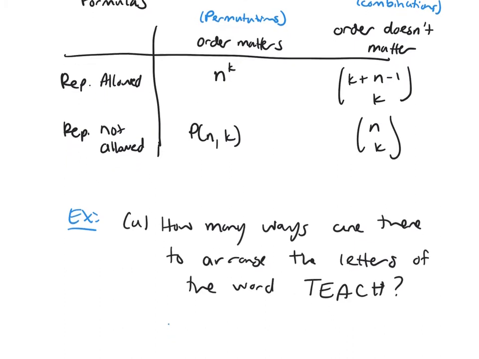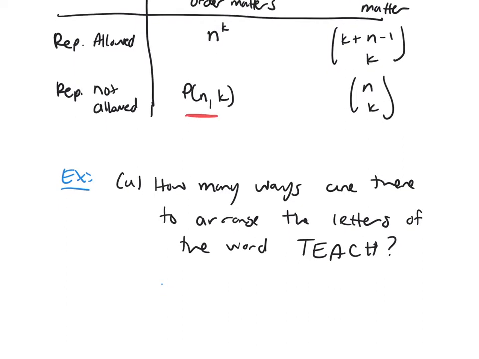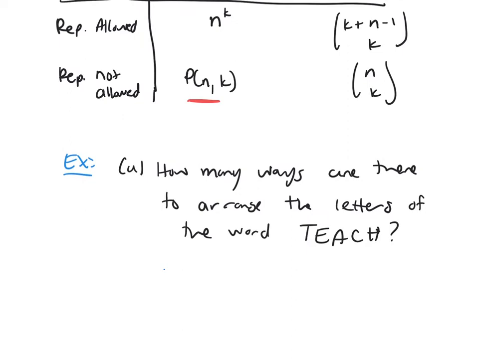So here, this word teach has 5 letters in it, and none of them are repeated. So here, identify order matters and repetition is not allowed. So that means we're using this bottom formula here, where k is the same thing as n. So this would be P(5,5), or another way to write it, it's just 5 factorial, or 120.